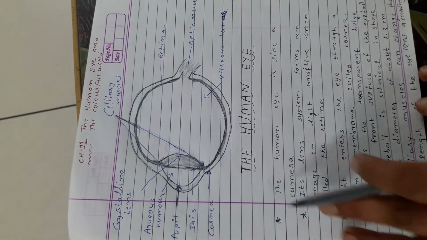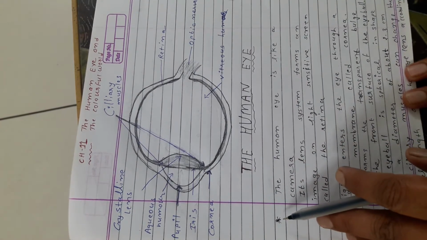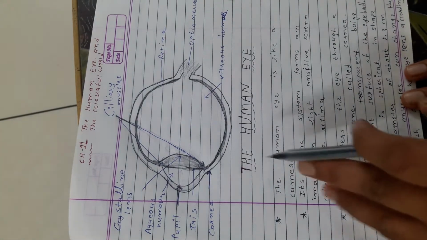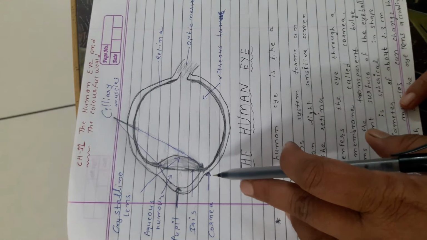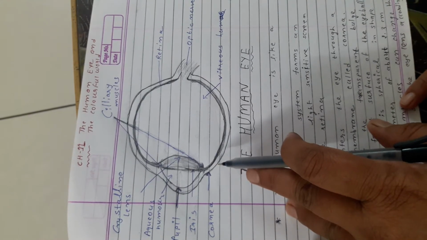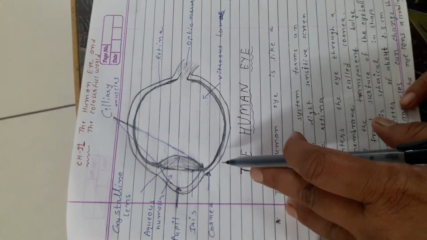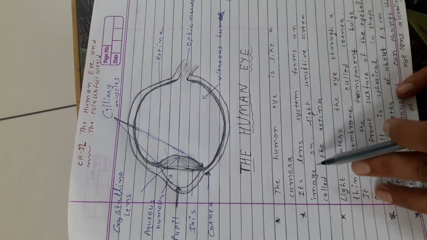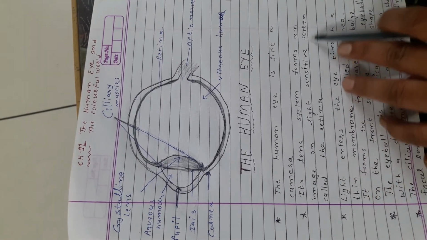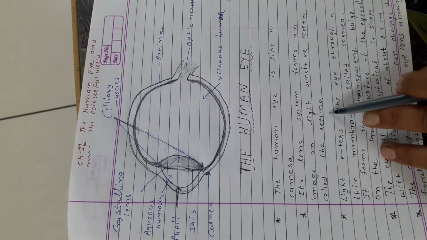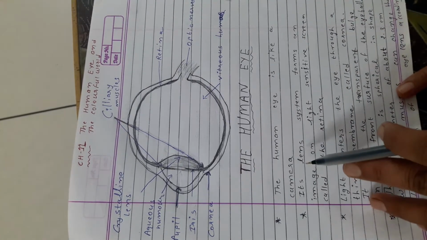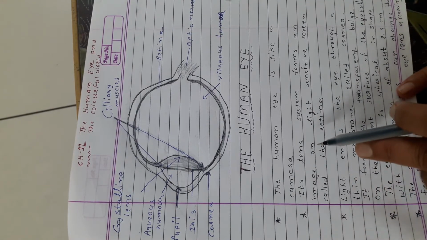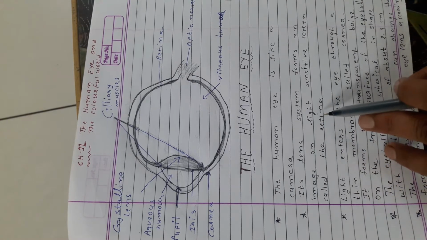Now I will explain to you the function of these different parts of the human eye. Our human eye is like a camera, and in this camera there is also one lens. So its lens system forms an image on a light sensitive screen called the retina. Means when we see a nearby object or a far object, the image falls on this retina.